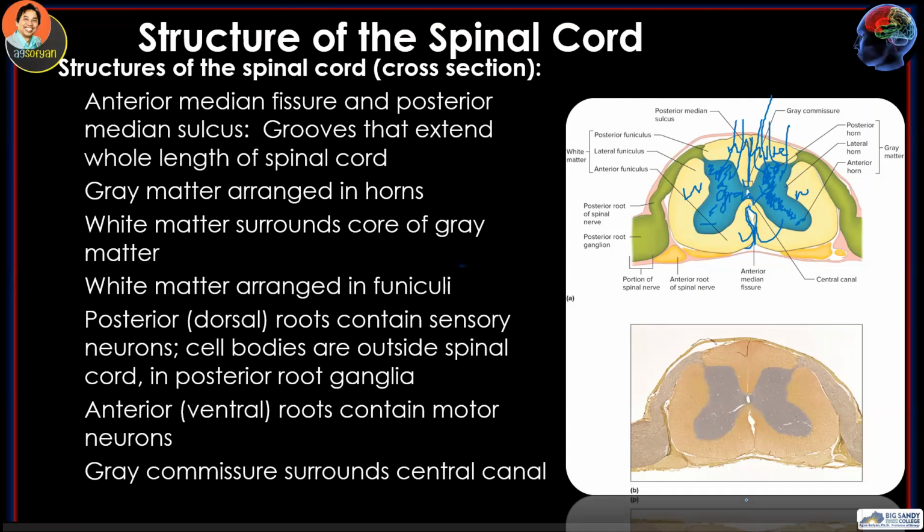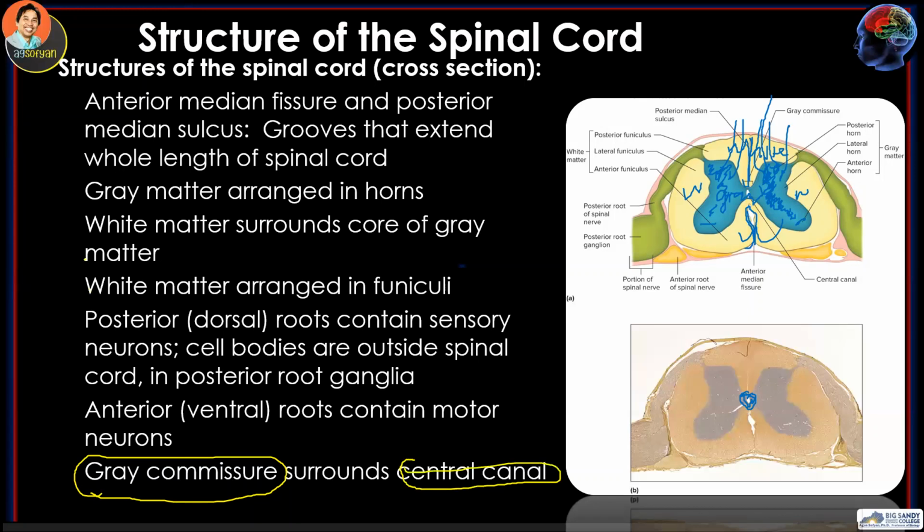The gray matter that's surrounding the central canal. So this is the central canal, the white area over here. So this gray area around this canal is called the gray commissure. Okay, so this gray commissure is the one that surrounds the central canal of the spinal cord.